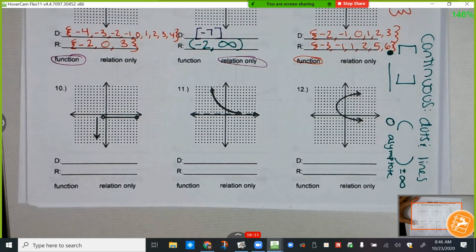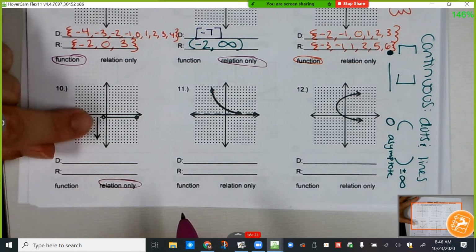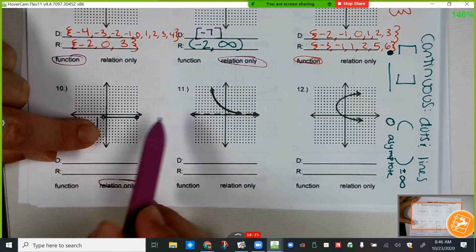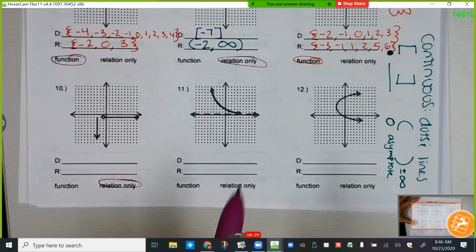Okay, looking at number 10, function or relation only? Relation only. Because of this vertical piece, that horizontal piece is technically a function, but we're looking at the two together, so this cancels out that function.